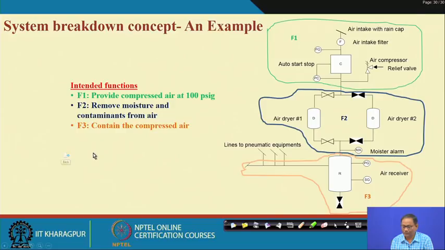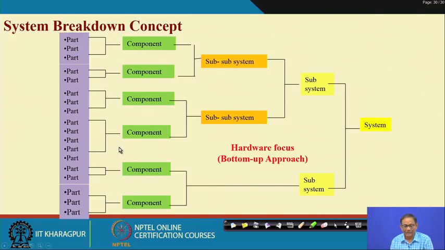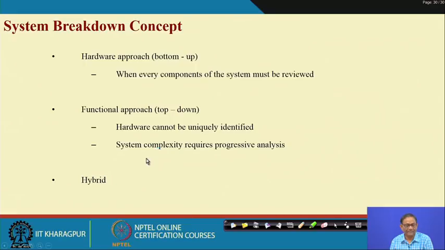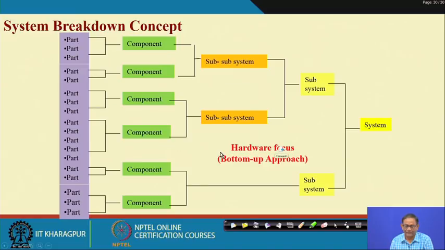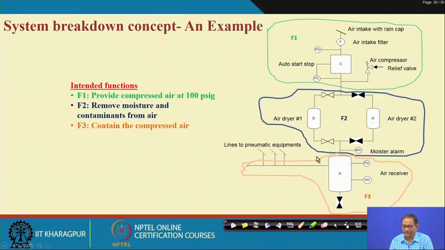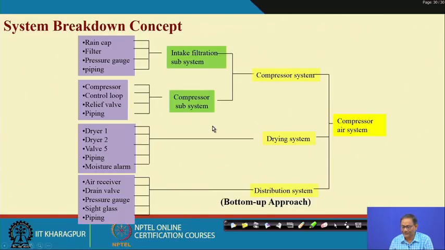I hope that you got this. Let me repeat the system breakdown structure: this is the bottom up approach and the top down approach. This is the bottom up approach, and this is the example I have given you with reference to the compressor system. We considered the compressor subsystem, and these four components, their failure modes are identified.